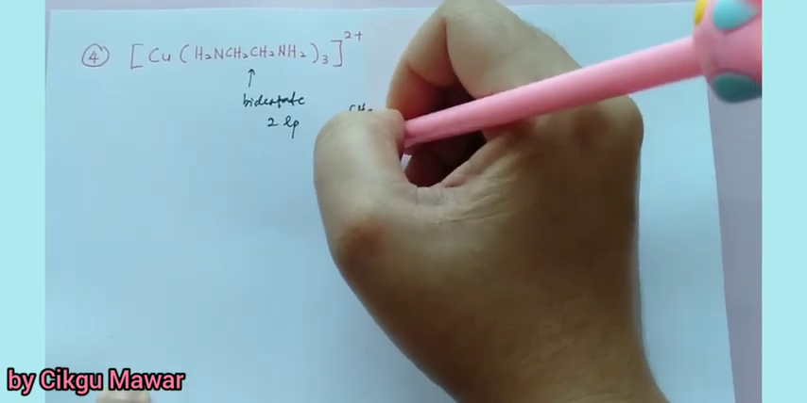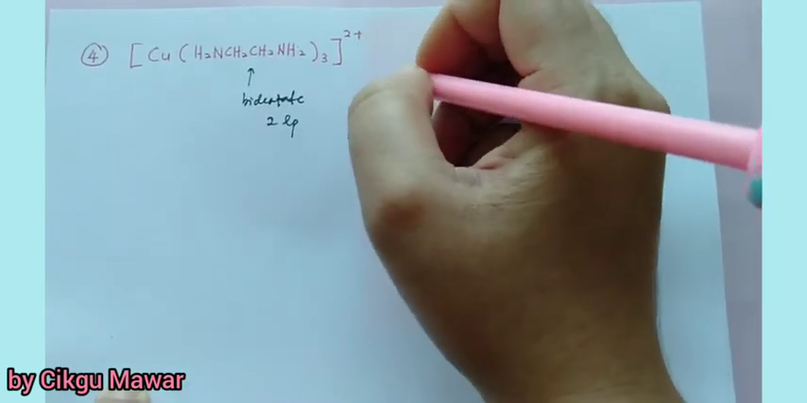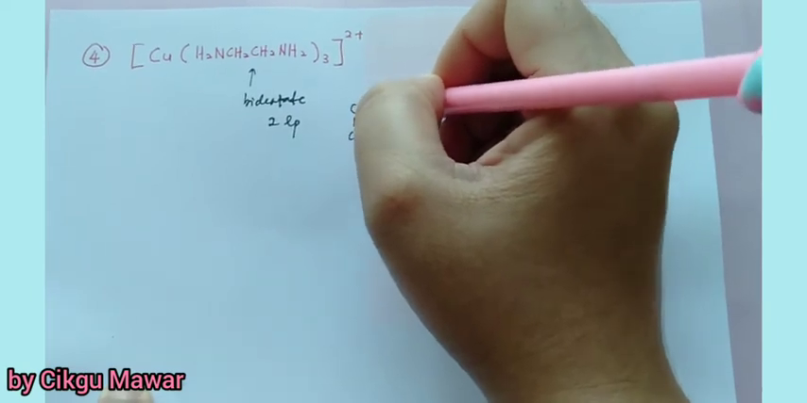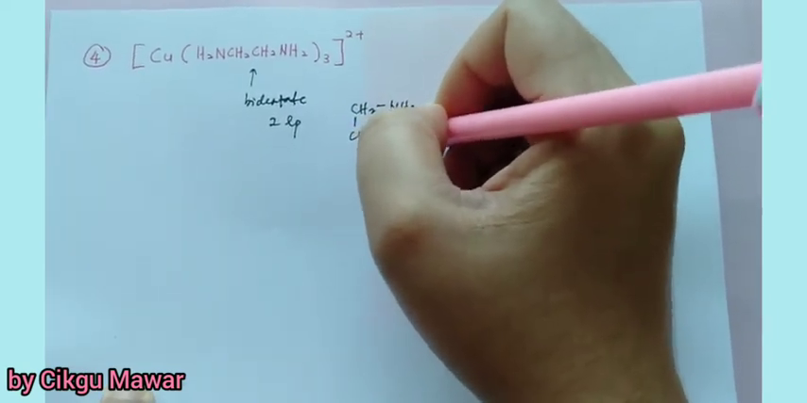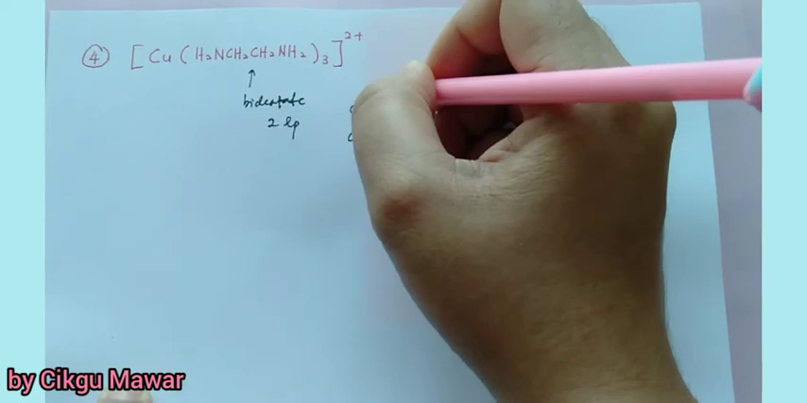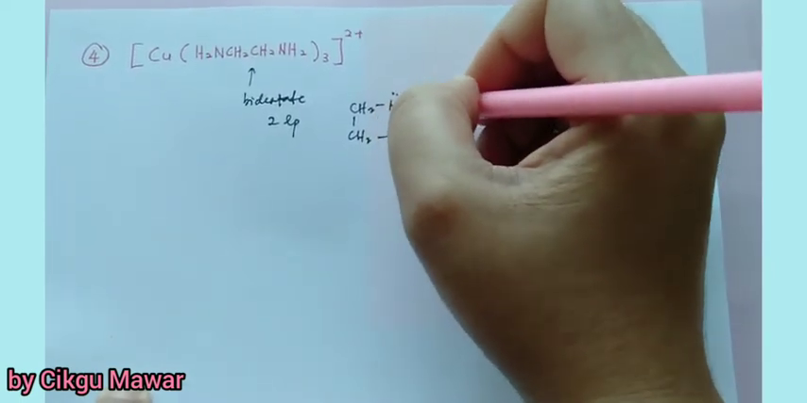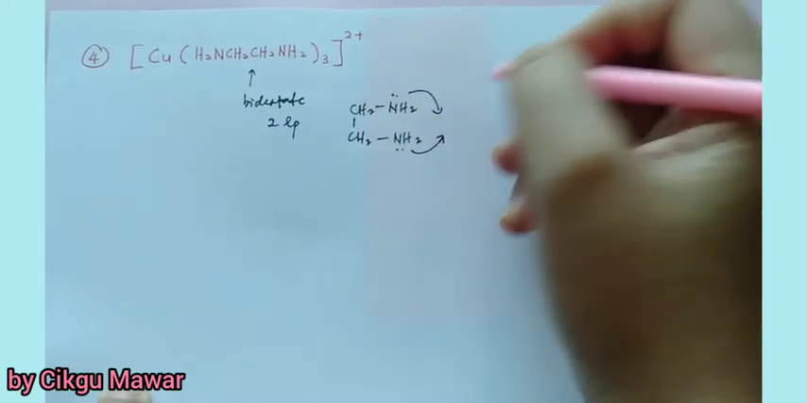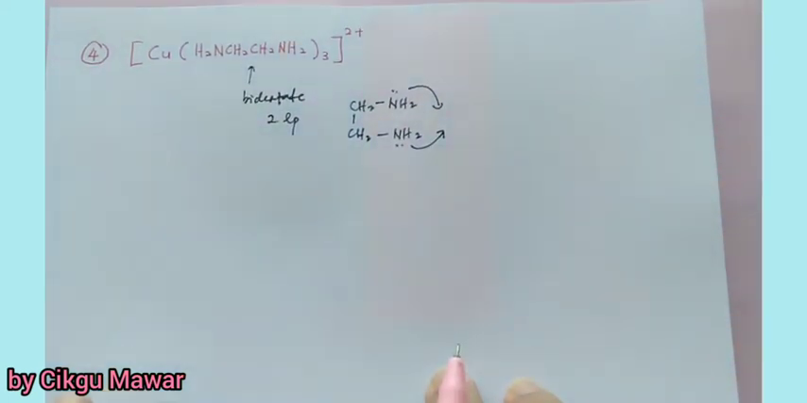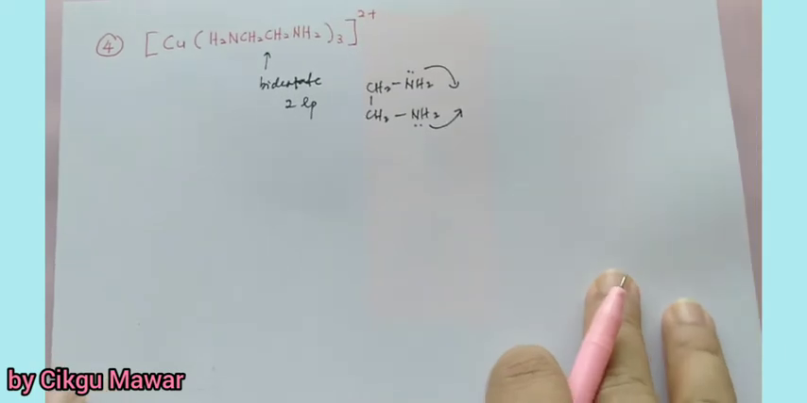Because it involves ethylene diamine. So we have NH2 diamine. It has a lone pair here. So it will donate. This lone pair will be donated to the central metal. So let's draw the complex.